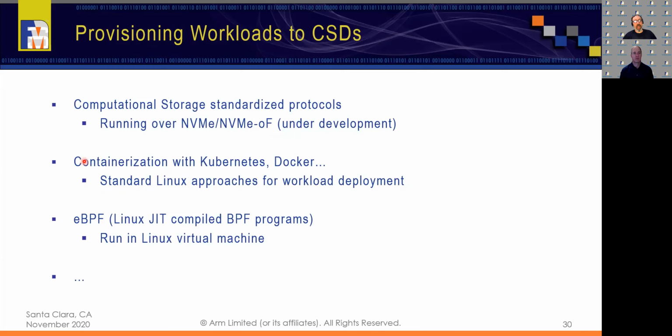So obviously, how do you get workloads onto the drive? Well, you can use the computational storage standardized protocols that are being developed via the SNIA technical working group, which end up in the NVMe protocol standards, and use those over NVMe or NVMe over Fabrics. But there's also containerization. Because you've got a TCP/IP link to the drive, you can basically use any of the standard Kubernetes, Docker, Rancher, all of those good things, to deploy whatever you want into that Linux system.